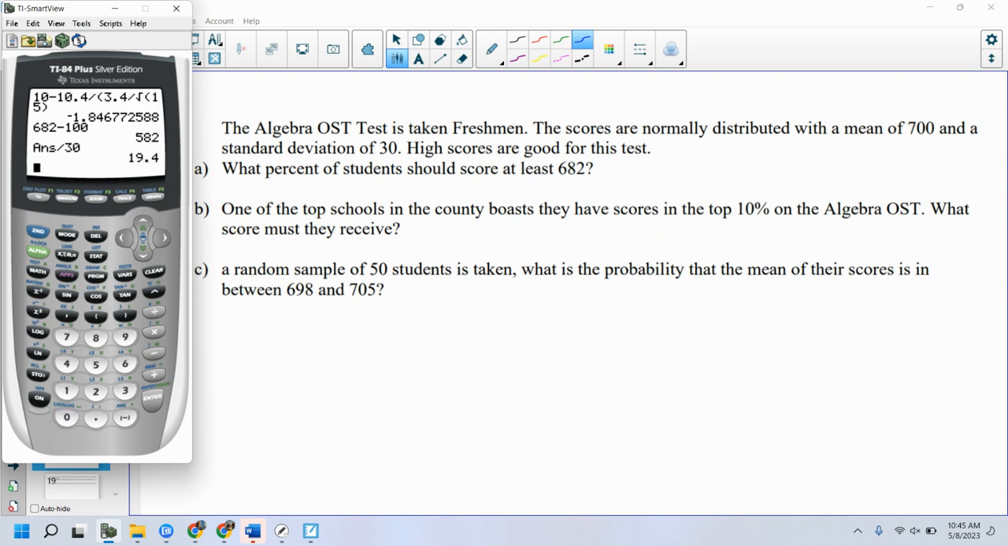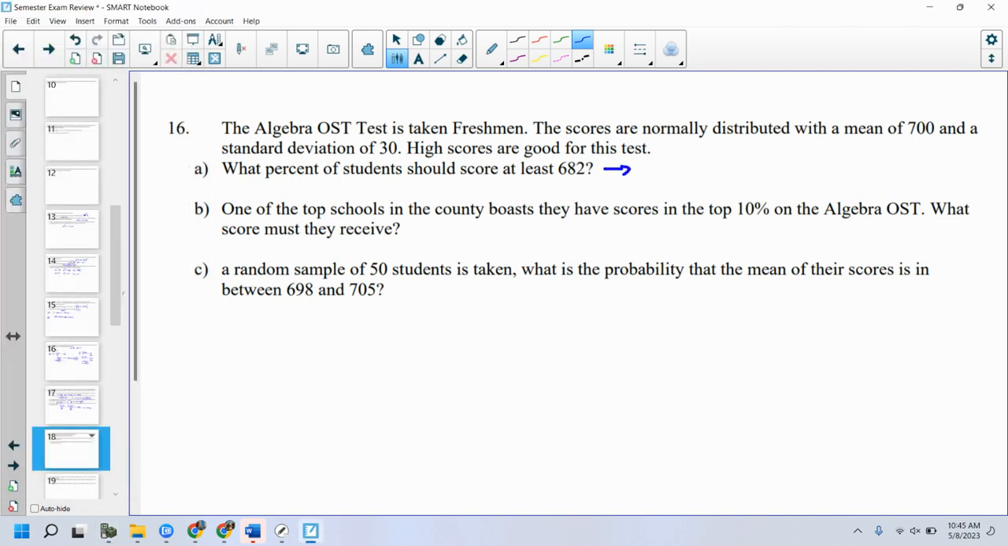Okay, 19.4. Oh, wait. Ooh, I was like, wait a second. That's weird. 682 minus 700 divided by 30. That's much better. Negative 0.6. And I go to my z-score table. Negative 0.6 is 0.4761.